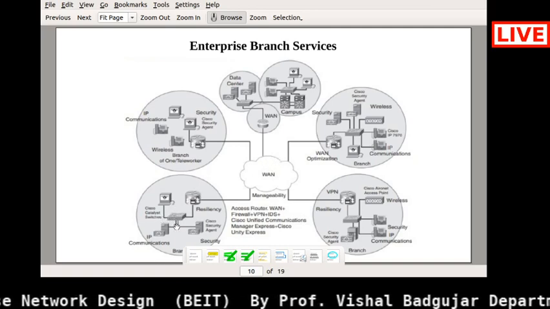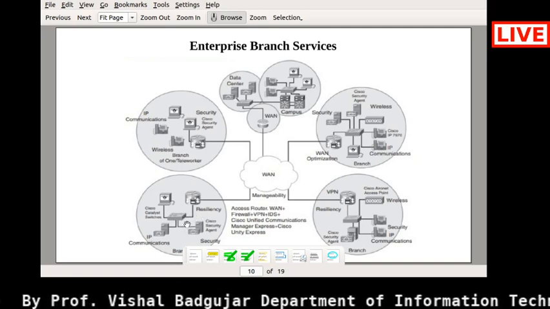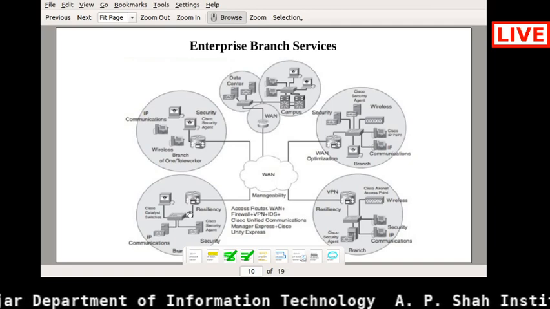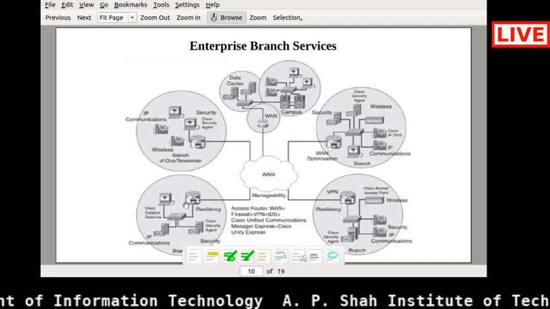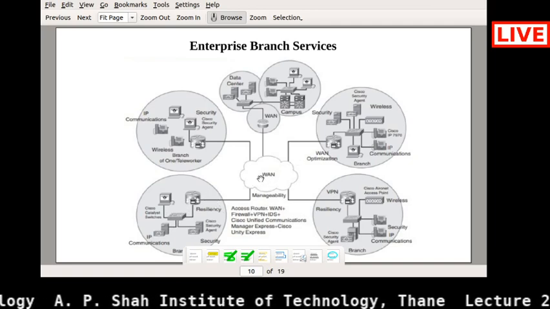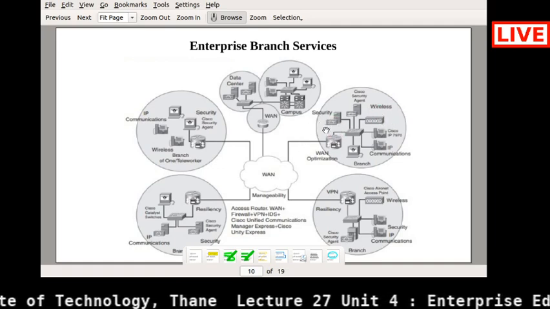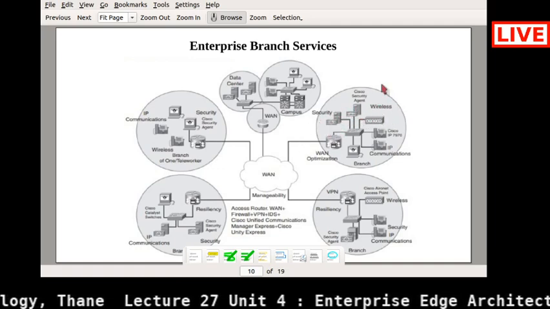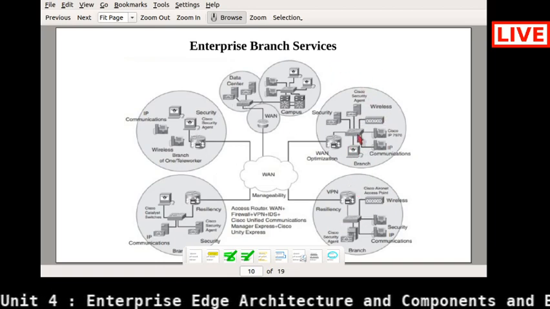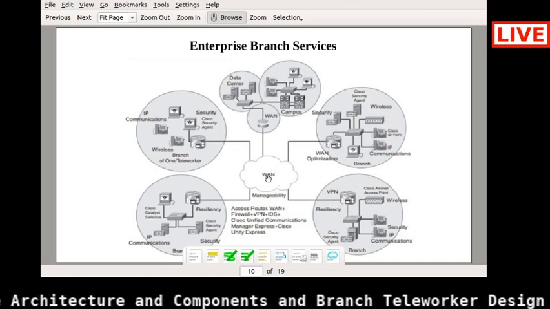Then this particular branch is also using some Cisco Catalyst switches, they are providing some IP communication, they are also providing some security, some resiliency, right? And all these are branches which are connected to this particular WAN, right? Here they are also using some WAN optimization technique. This is IP communication, wireless, right? So these are nothing but different branches having different kinds of services, and each branch is connected to this particular WAN, right?